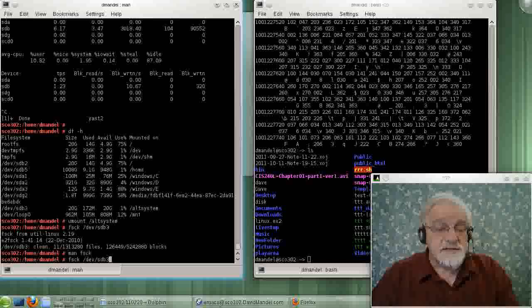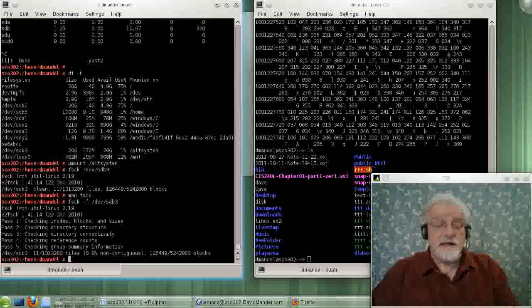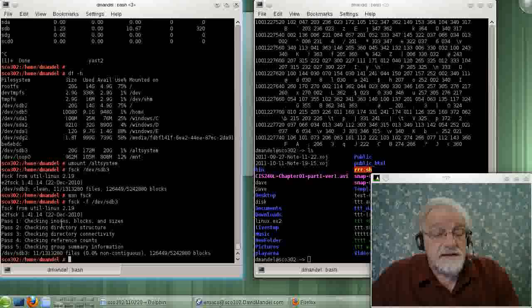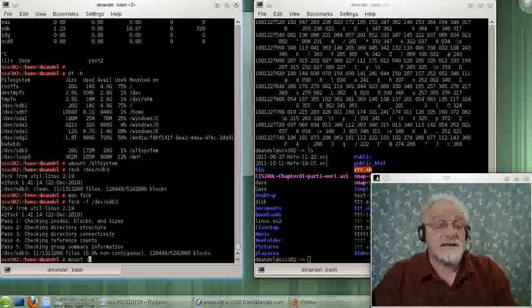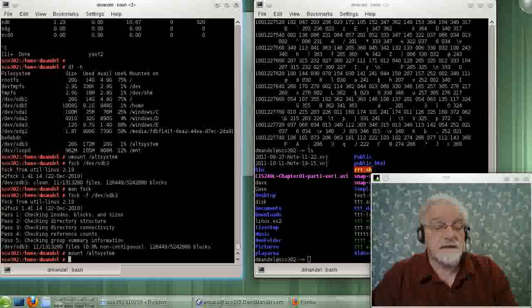So let's try this again. Let's try it with the -f. Okay, and in this case, it went through and checked my inodes, my blocks, my sizes, and it basically just went through, checked the whole file system, and it would have repaired the file system had it found any errors. And this is a non-corrupted file system, so it's kind of boring because it doesn't find errors. Let's mount the file system once again. Mount /alt-sys, and my file system's back now.